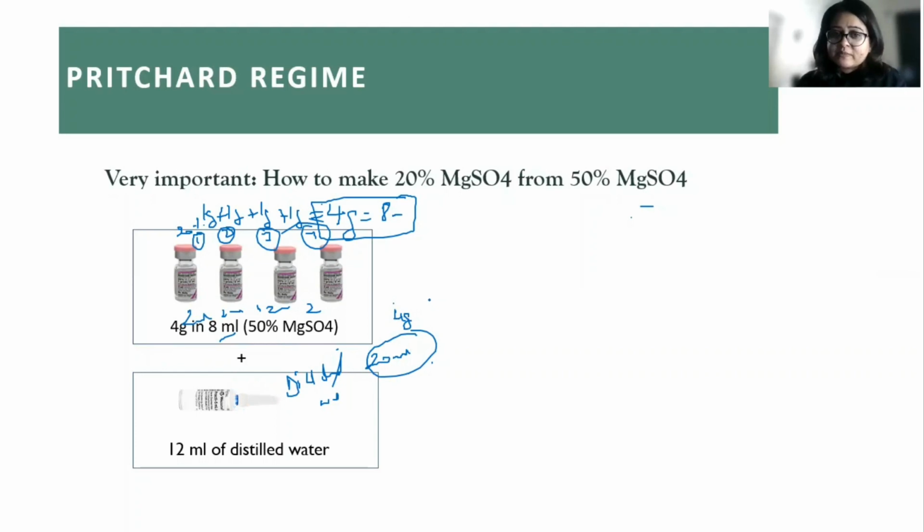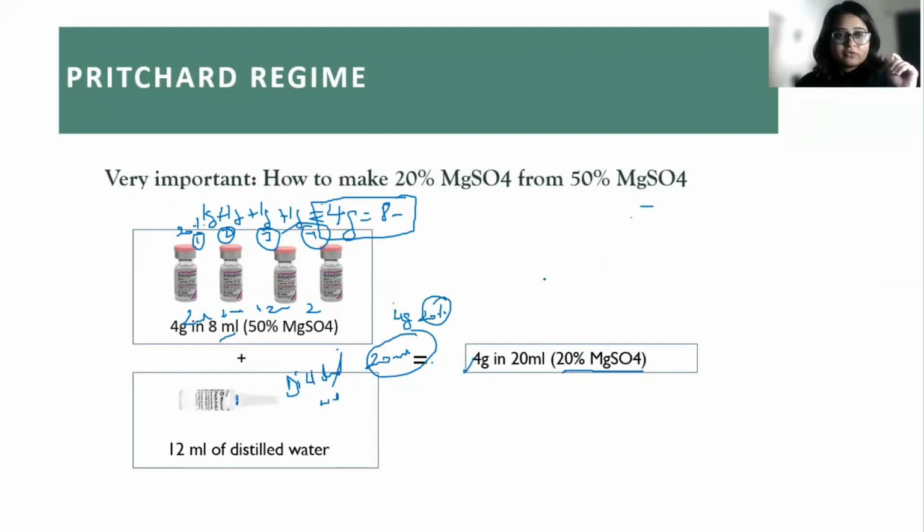And what percentage will this be? This will be 20%. Okay, so this is how we make our 20% magnesium sulfate from 50%. So this is 4 grams in 20 ml, which is 20% magnesium sulfate. I will repeat for those of you who are still not comfortable or have not understood. So we have 4 grams in 8 ml of 50% magnesium sulfate, then 12 ml of distilled water, and this becomes a total of 4 grams in 20 ml, which is 20% magnesium sulfate. So basically we dilute the 8 ml with 12 ml of distilled water.